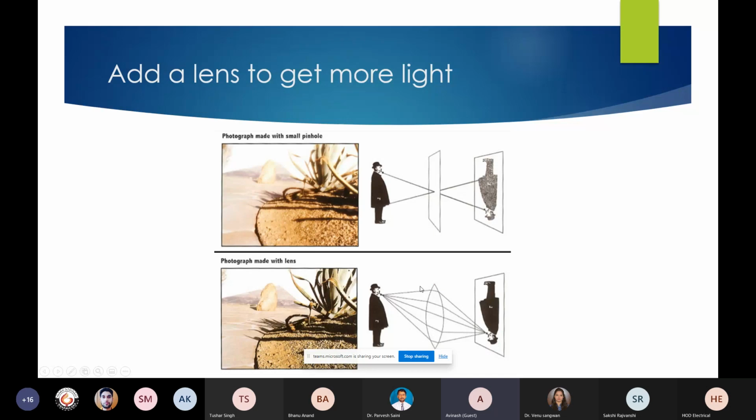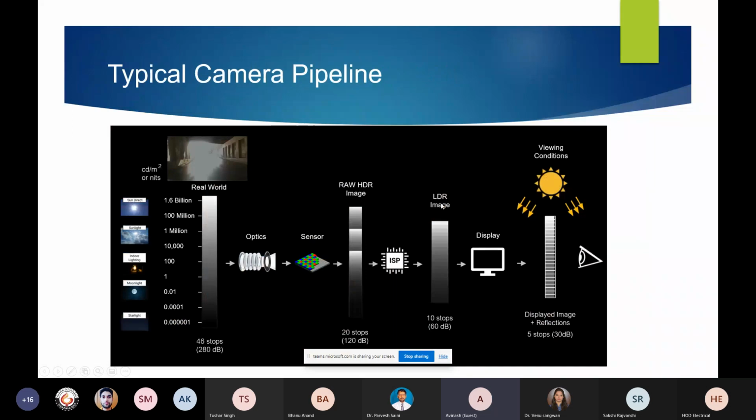where we will deflect all the lights at different parts of the lens towards different points on the sensor plane. And in that case, we are able to actually get a lot of light. If you compare the images here, if you look at the sand part, there's a lot more detail. This part is a lot more blurry when we were using a small pinhole, compared to what we get with the lens. That's where we can introduce the whole camera pipeline.